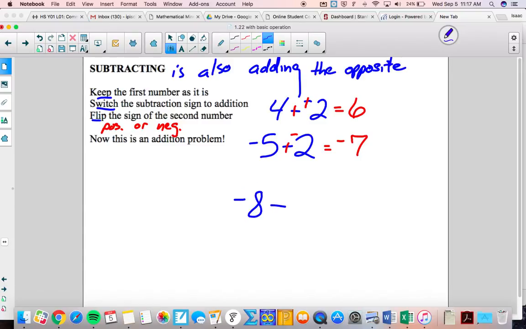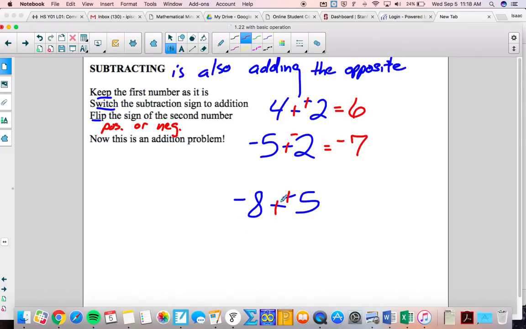Negative 8 minus negative 5. So keep the first number as it is. Negative 8 stays negative 8. Switch the subtraction sign to addition. Flip the sign of the second number. So negative 5 goes to positive 5.